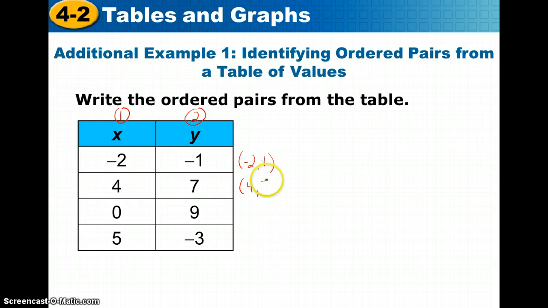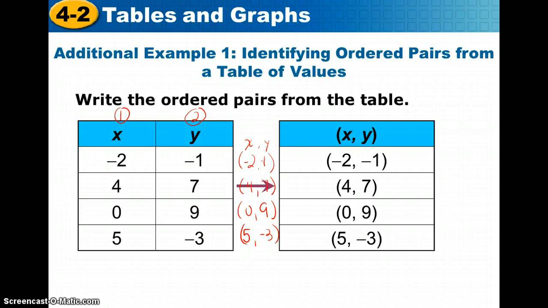(4, 7), (0, 9), and (5, 3). Our x was always first, our y was always second. So our ordered pairs are correct.